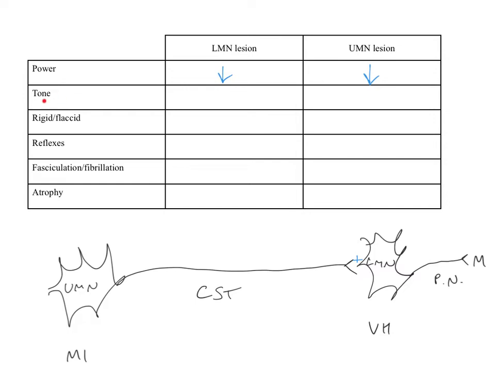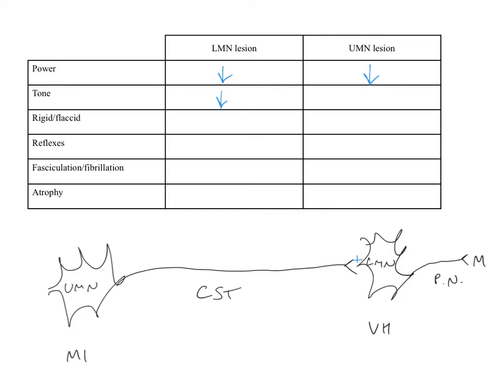Next, going on to muscle tone. Remember, we said that muscle tone is this background level of contraction. In lower motor neuron lesions, we see that there is a decrease in muscle tone. And we can explain that using the same kind of principle that we use to explain the loss of power. That is, if the lower motor neuron has become disconnected from the muscle, we've lost that background level of neuronal activation, so therefore the muscle tone will drop.